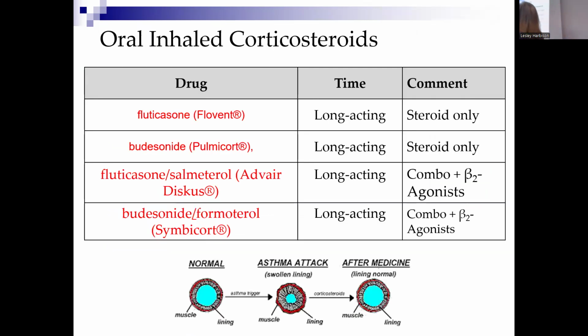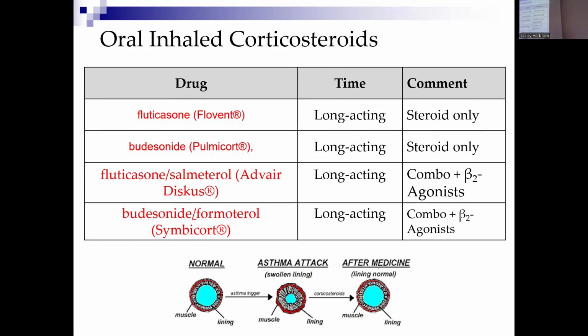Okay, so some of these meds, these inhaled corticosteroids: Flovent, fluticasone, Pulmicort, Advair, you guys, that's kind of a popular one. I've seen Symbicort, you might have even heard commercials. I feel like there's a Symbicort commercial.